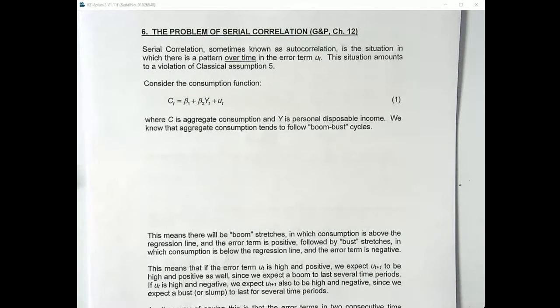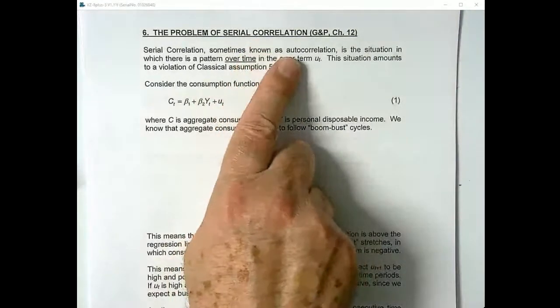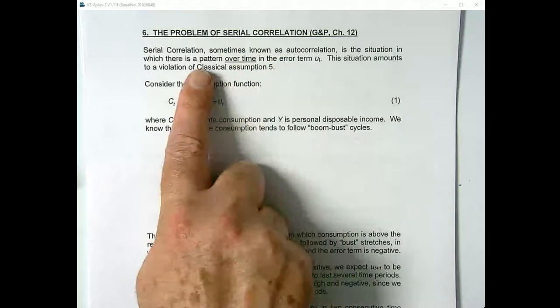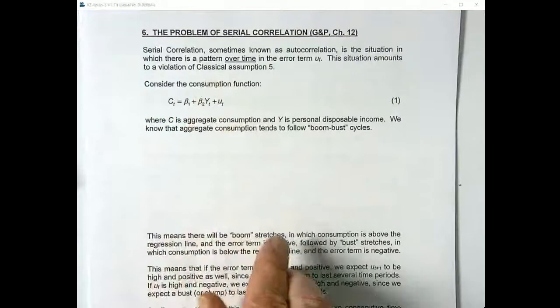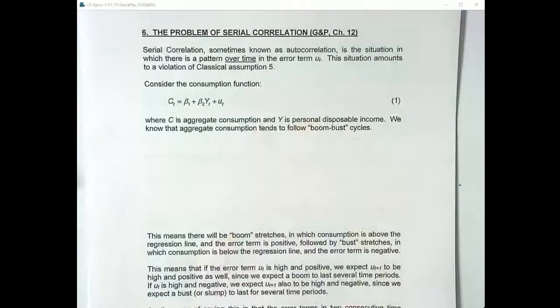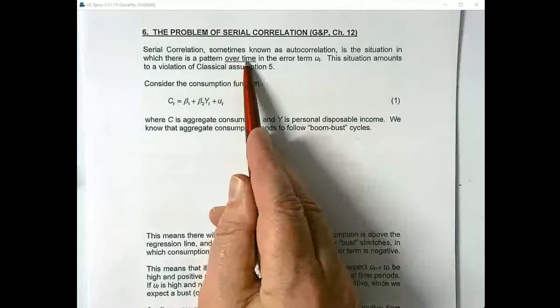So for example, last week we considered multicollinearity. Perfect multicollinearity is an example of a violation. Heteroscedasticity is a violation. Here's the next one, serial correlation. This is a violation of one of the classical assumptions. Serial correlation, sometimes known as autocorrelation, is the situation in which there is a pattern over time in the error term u_t. Pattern over time.